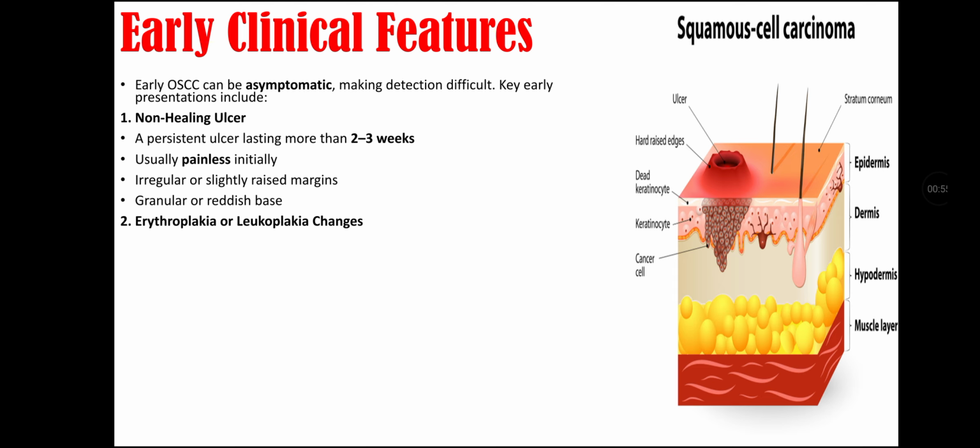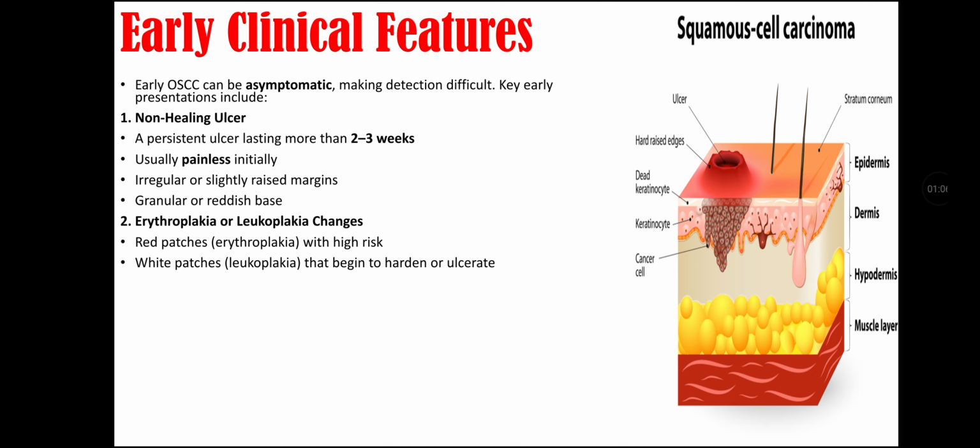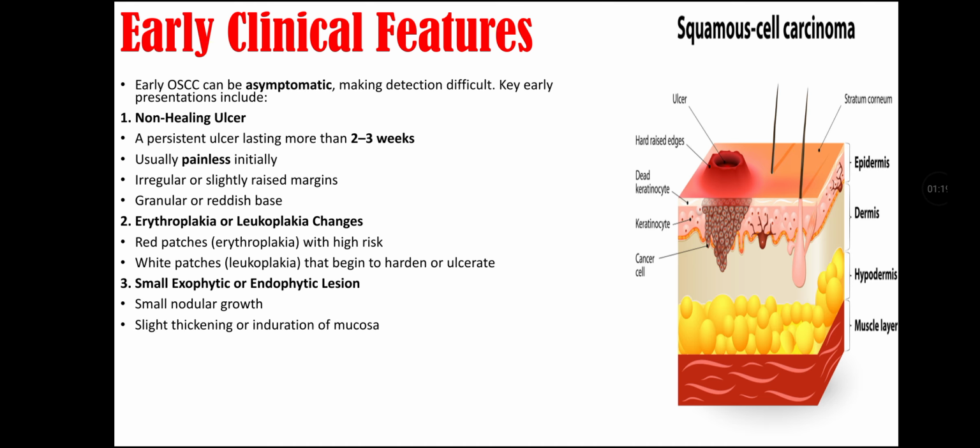Second presentation is erythroplakia or leukoplakia changes. There are red patches that are called erythroplakia, and they have high risk of transformation into squamous cell carcinoma. And there are white patches, called leukoplakia, that begin to harden or ulcerate. Third feature is small exophytic or endophytic lesion. There are small nodular growths. Slight thickening or induration of mucosa is there.